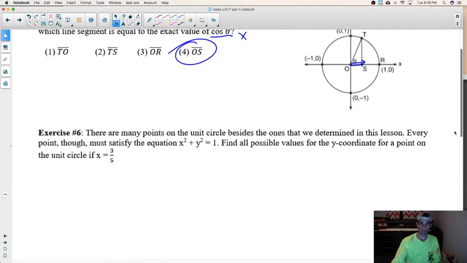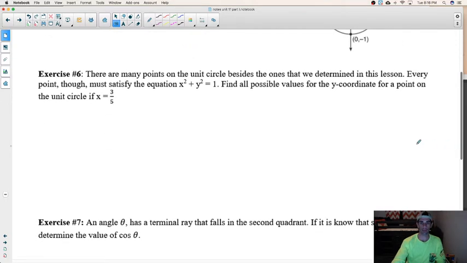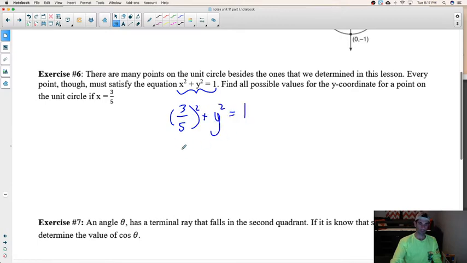Okay, now again, they're saying there are many points on the unit circle besides the one that we just did. So every point, though, must satisfy the equation x squared plus y squared equals 1. So find all values for the y coordinate for a point on the unit circle that has x to be 3/5. So let's substitute. I'm going to do 3/5 squared plus y squared is equal to 1. 3/5 squared, 3 times 3, and 5 times 5.